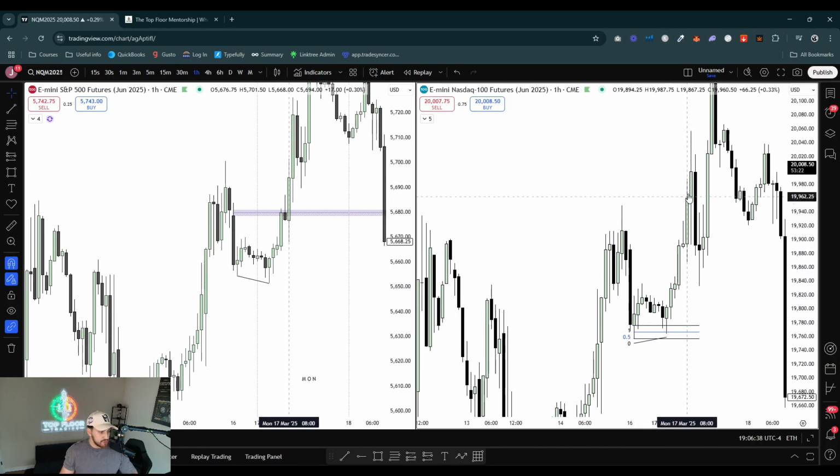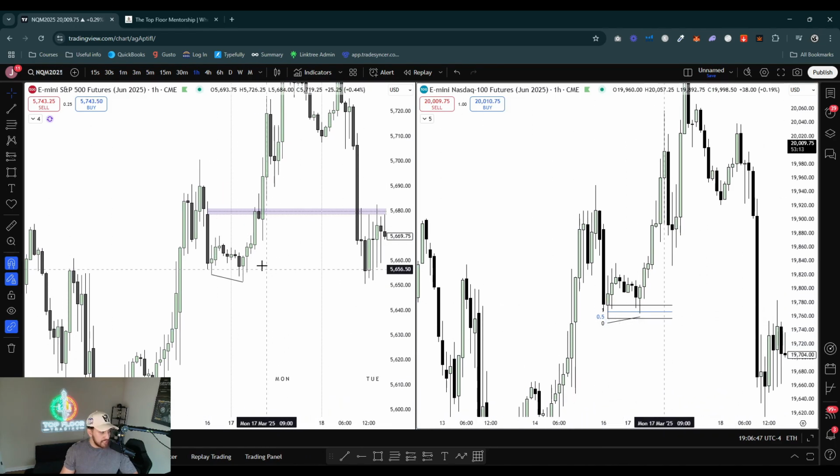And this ended up just ripping, and this was the low of day. So the sponsorship in London came from a rejection block and an SMT divergence. You also had YM make a lower low here. So you actually got that double SMT. So you had ES and YM make lower lows, and NQ did not, and it tapped the 0.5 here.